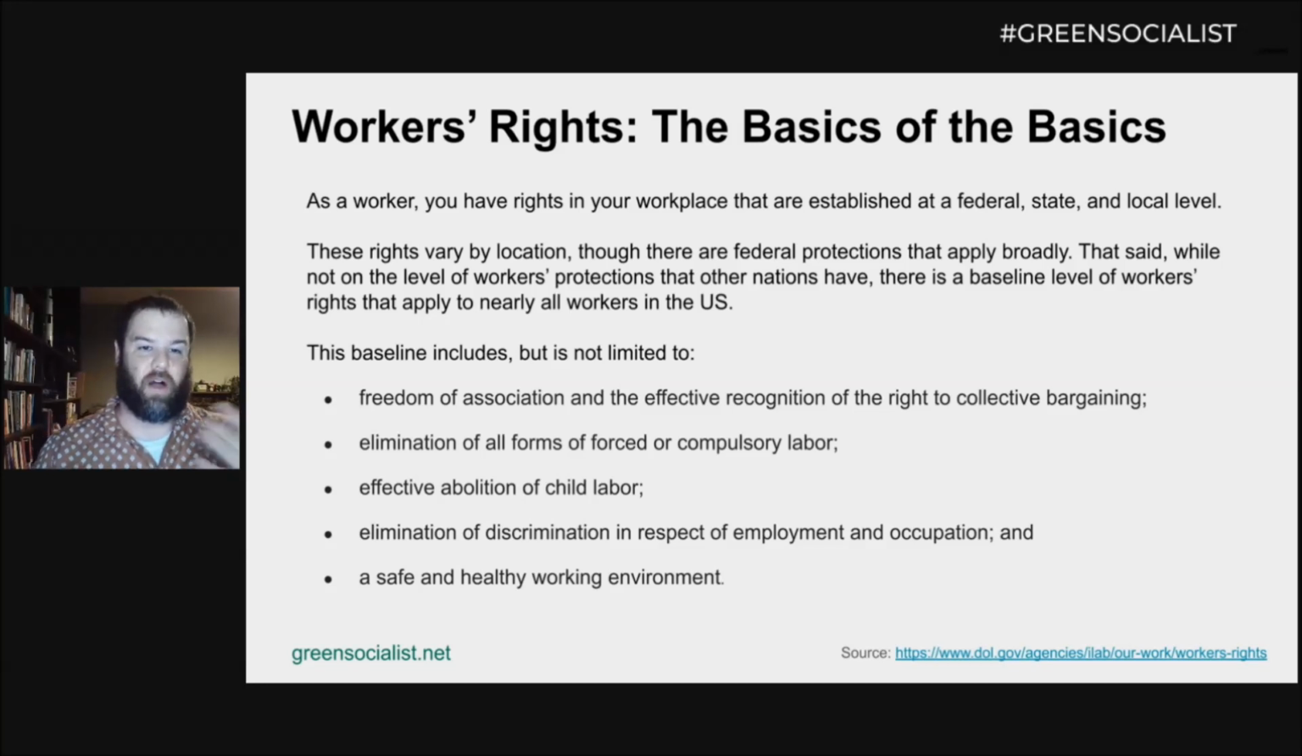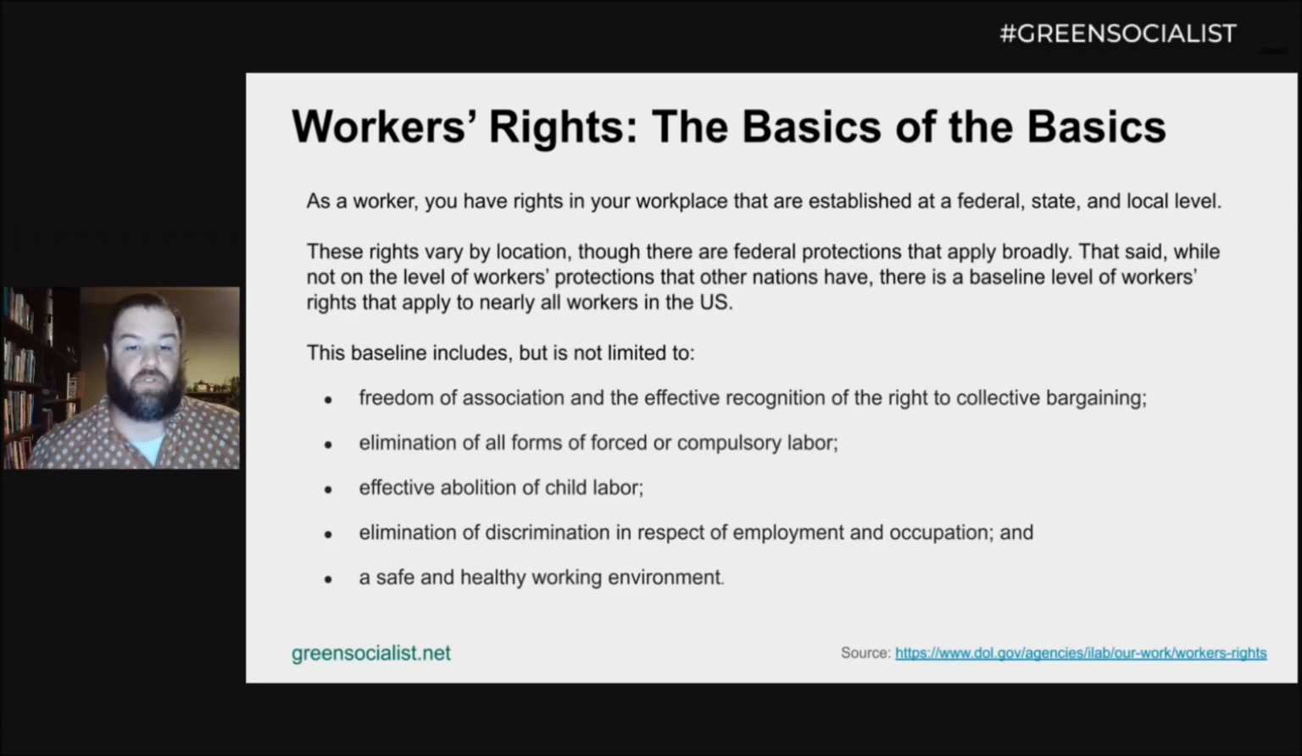That said, while we don't have the level of workers' rights that some other nations do, there is a baseline that applies to nearly all workers. So that's going to be one problem that we have to address in this workshop: what workers' rights look like is different in Arizona versus New York versus Illinois versus Texas, right? Versus Washington versus Montana. And so there's going to be a lot of specific details that are really location dependent and really situation dependent. We can answer questions on them and try to suss it out, but overall, this is going to be about that baseline.